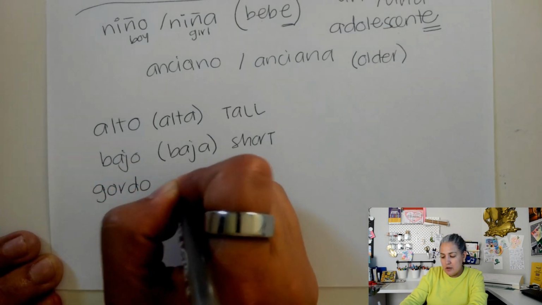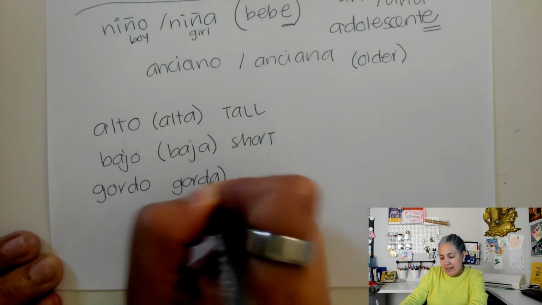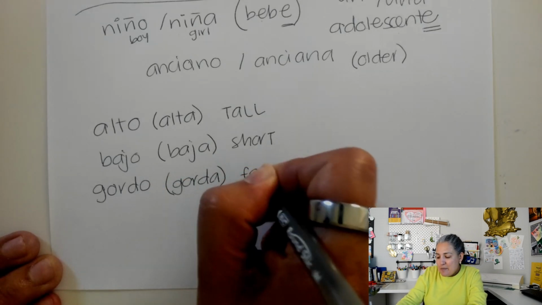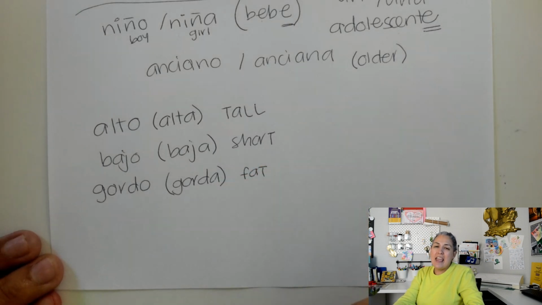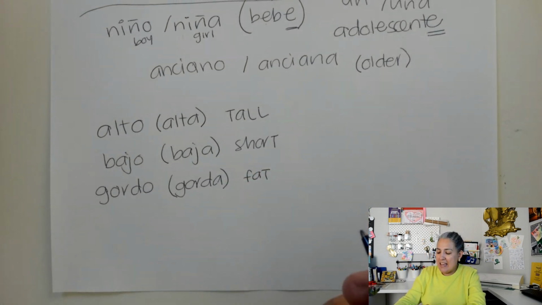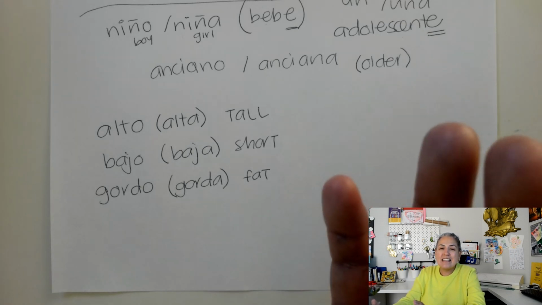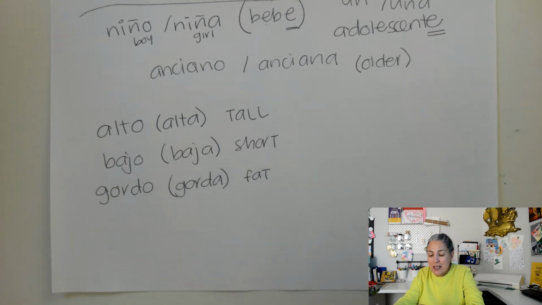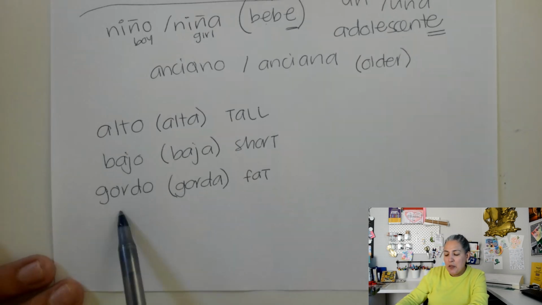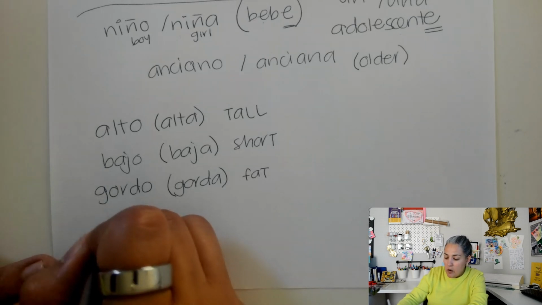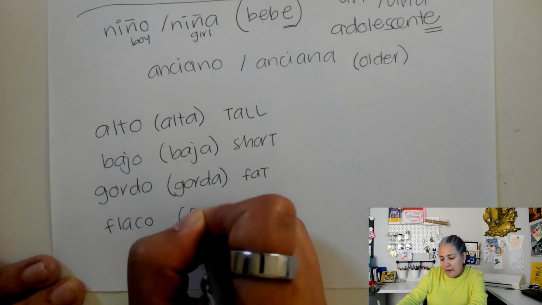Gordo, gorda. In Spanish, gorda, this means fat, but it doesn't sound as bad. It can be a way to tell someone in a nice way, in a lovely way, to say gordita. That means like little chubby. And English sounds terrible. In Spanish, it's not that bad. Let's go back. But gordo y gorda. And the opposite, flaco and flaca.